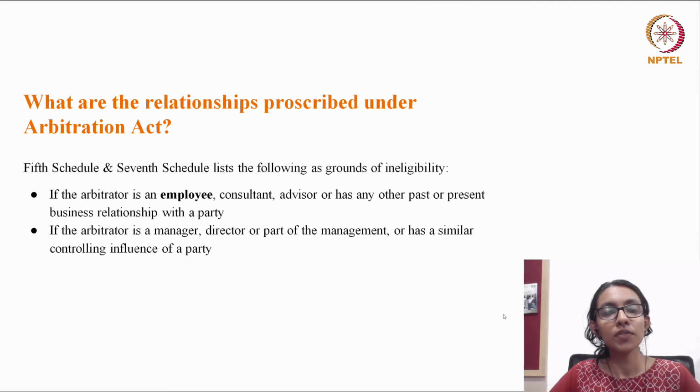One of the grounds that can be found in both the 5th Schedule as well as the 7th Schedule is the arbitrator being an employee of one of the parties to the dispute. Another ground is the arbitrator being a manager, director, or part of the management, or having any other similar controlling influence over a party. These two grounds would make an arbitrator ineligible for conducting arbitral proceedings.